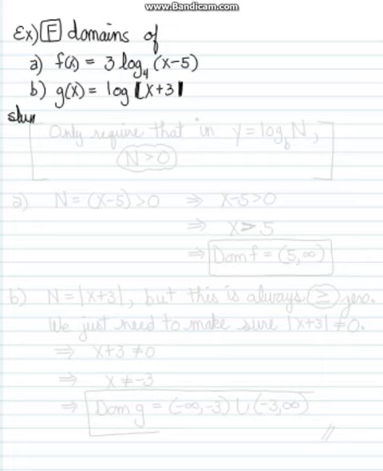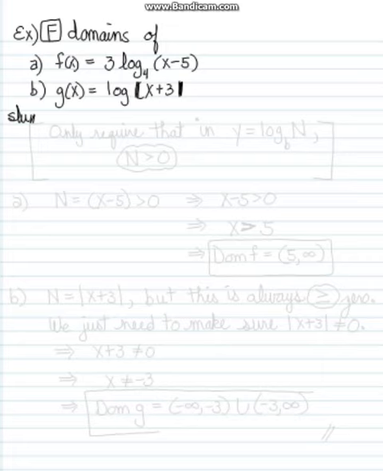Let's find the domains of two logarithmic functions. Part A, f of x equals 3 times log base 4 of the number x minus 5. And part B, g of x equals log. No base appears, so we understand that the base is base 10. This is a common logarithm. So it's log base 10 of the absolute value of x plus 3.